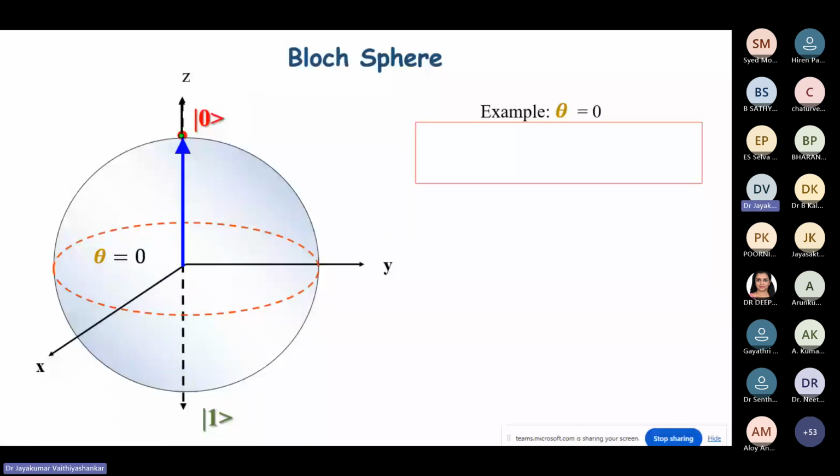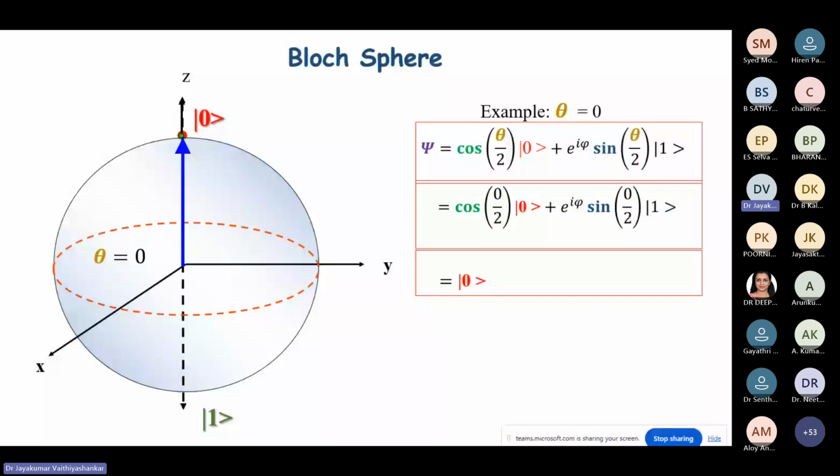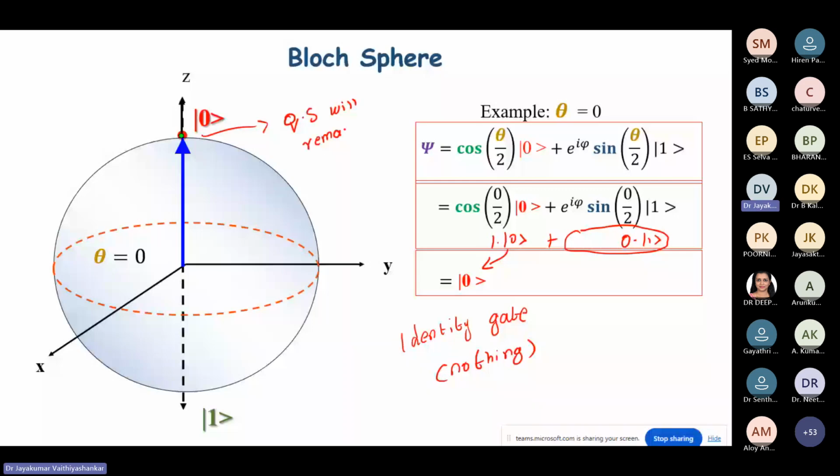If theta equal to 0, cos 0 by 2 is 1. 1 multiplied with state 0 gives state 0. Plus sin 0 by 2 is 0, and 0 into state 1 is eliminated. So you will get only state 0, which is nothing but an identity gate. If you apply theta equal to 0, it will do nothing. The quantum state remains the same as it is.